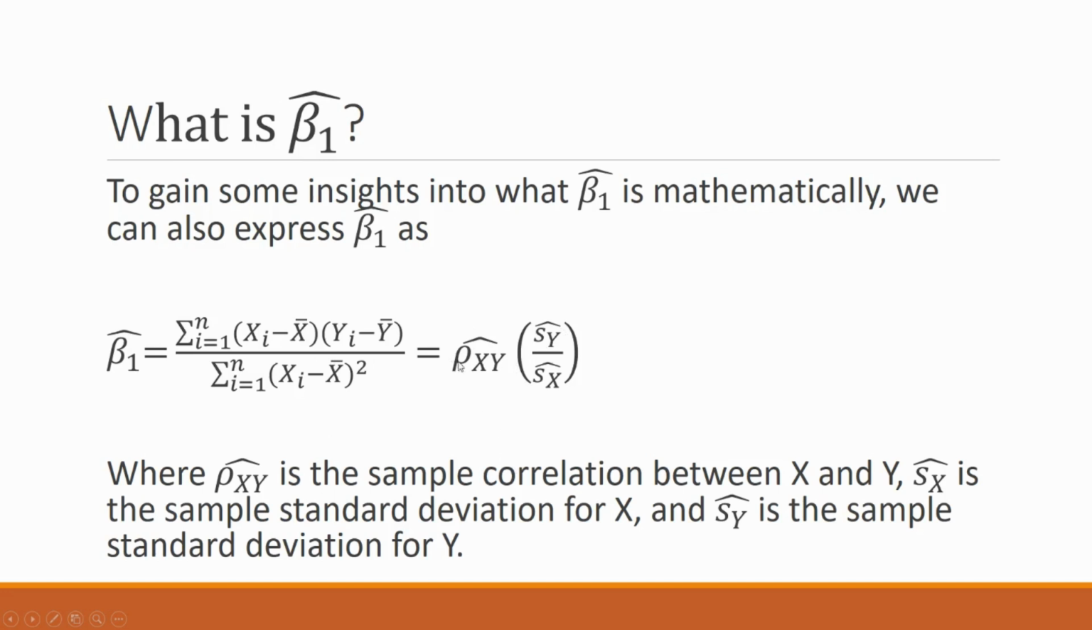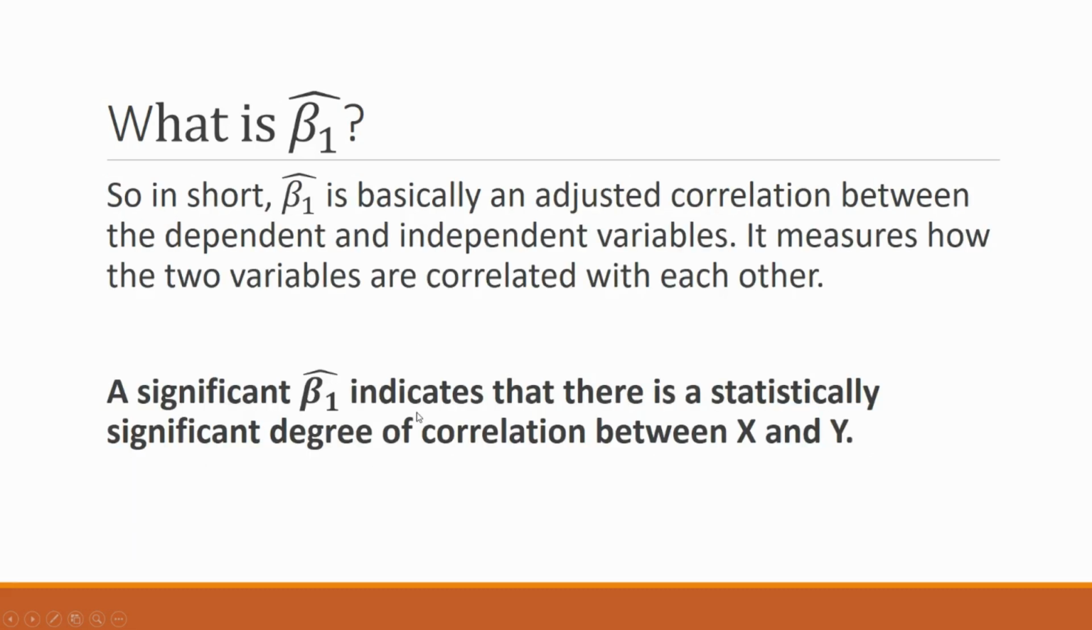What is this? This rho xy hat is the sample correlation coefficient between x and y, times the standard deviation of y, the dependent variable, divided by the standard deviation of x, the independent variable. So this expression equals the correlation times the standard deviation of y divided by the standard deviation of x. All estimated values, so they all have hats. And that gives us a little bit of intuition.